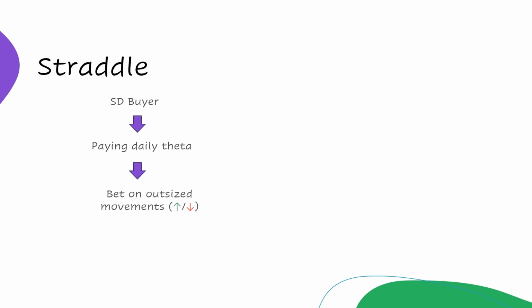Just like buying a call or put, straddle buyers pay a premium to enter into the trade. Effectively, straddle buyers pay daily theta to bet on an outsized move during the tenor of the straddle. An outsized move could be the underlying moving either up or down. The advantage is that straddle buyers only have positive payoff at maturity. The disadvantage is that straddle buyers could lose all the premium paid.